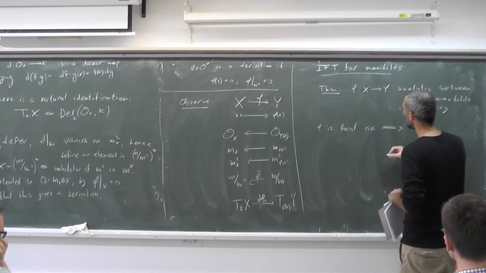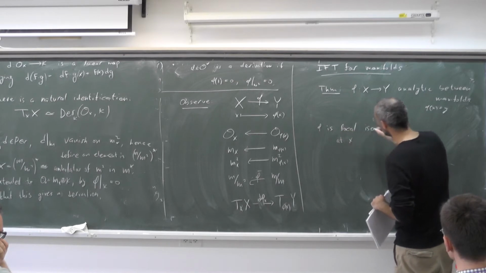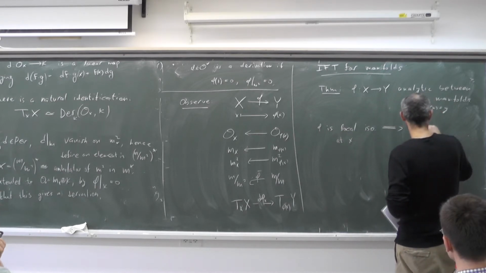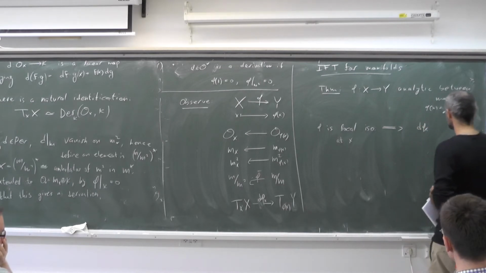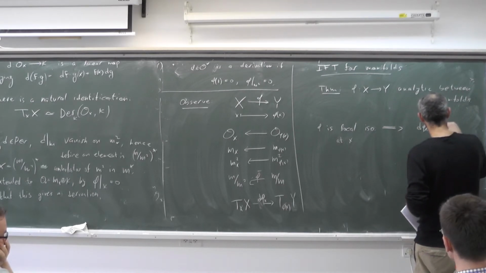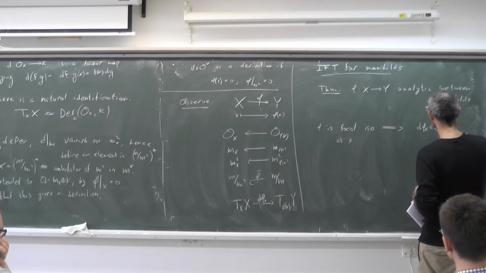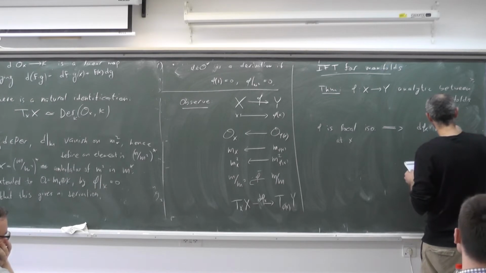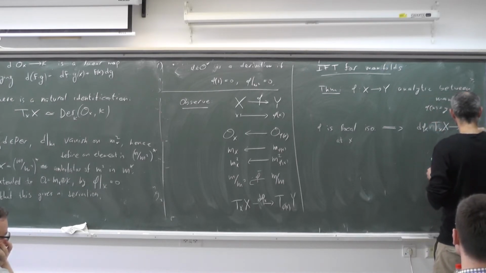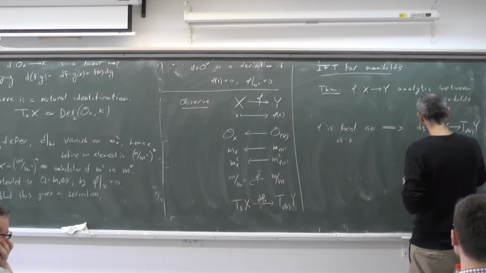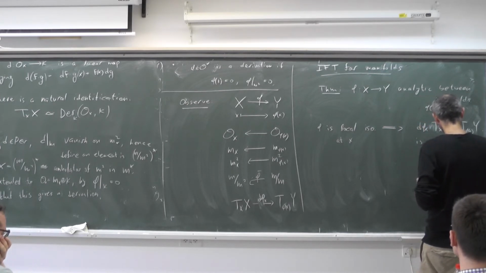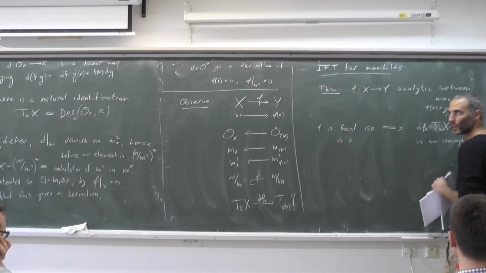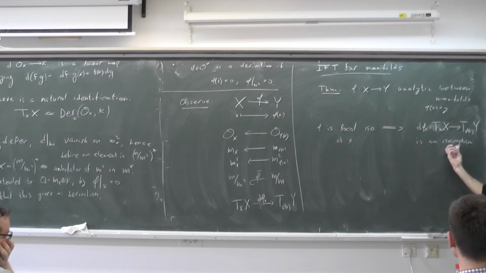If phi is a local isomorphism at x, then of course d phi of x is in GL. Oh, d phi of x, sorry. Then the differential is a linear isomorphism, and the IFT says the same, the converse.